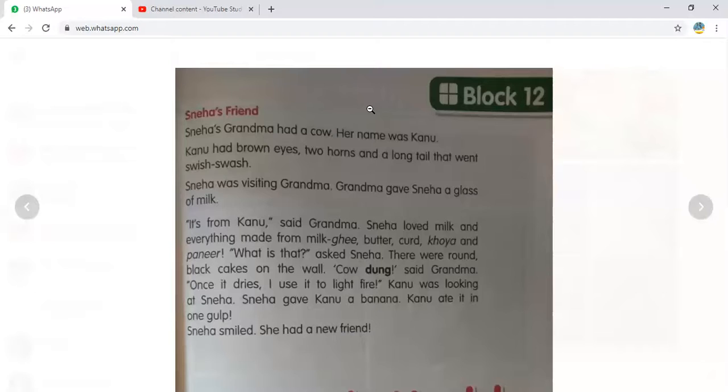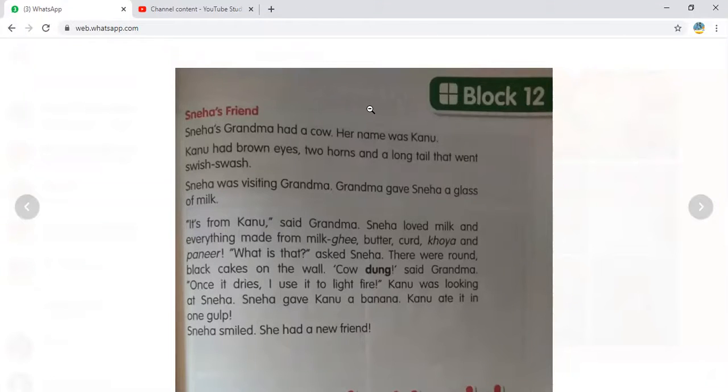What does the cow do for us? We get milk, paneer, butter, curd, kova. These are the five things we get from milk. Milk is given by the cow. The cow's name is Kanu. Okay, where is the cow here? The cow will be in Sneha's grandmother's house. Right. We have discussed all these things now.